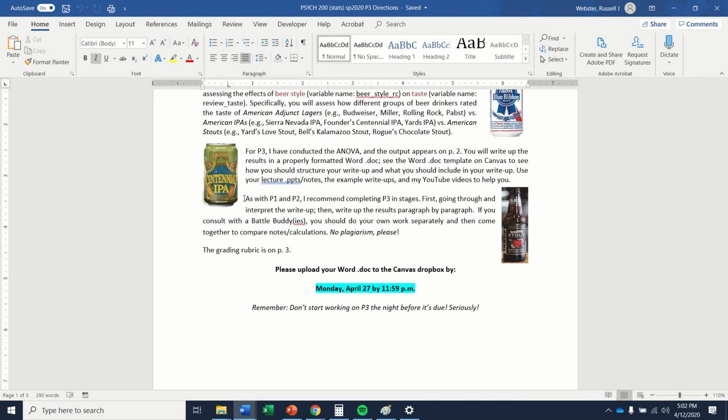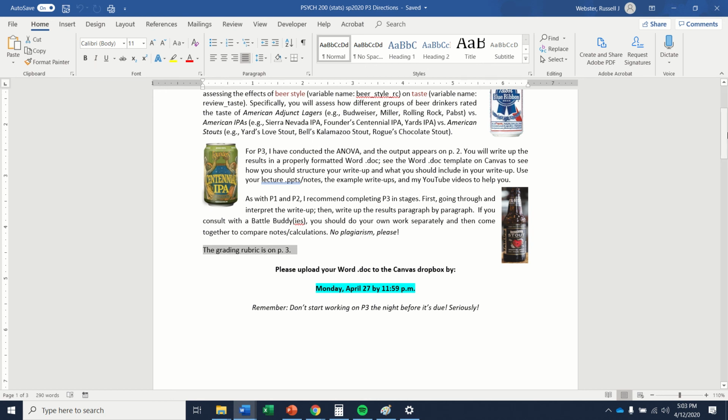If you do consult with your battle buddies, right, this is supposed to be consultation, not collaboration. You should do your own work separately and then come together to compare notes and calculations. No plagiarism, please. There is no plagiarism for Practical 2. That was fantastic. Let's continue that for Practical 3.